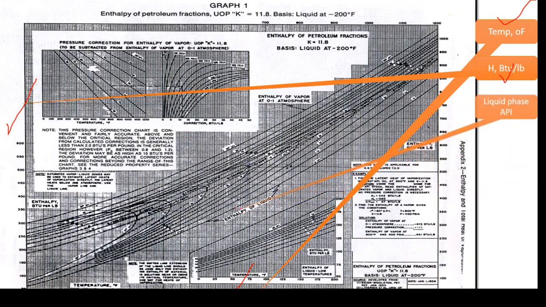And then we have different lines. These lines are the API lines, but for different phases. For example, the bottom portion of these curves is the liquid phase API, and the upper portion of these curves is the vapor phase API. So if you have a vapor phase, you have to use these lines, and for the liquid you have to use these lines. In this way we can find the y-axis value, that is the enthalpy.